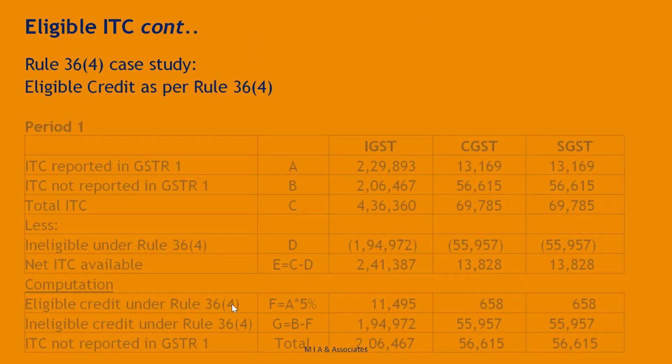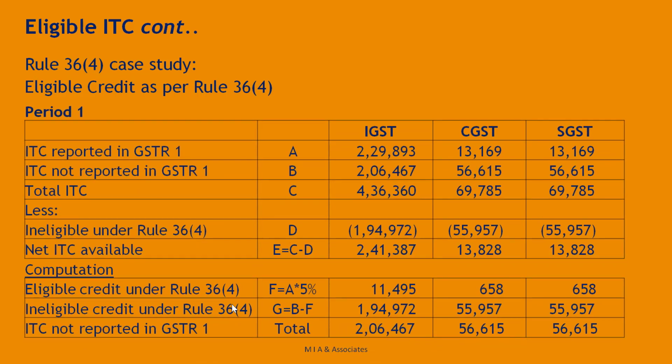The table seen on the screen is a typical example of the impact of Rule 36(4) on availability of ITC in any given month. As you can see, out of the total IGST credit of rupees 4,36,360 as per the books, the eligible credit is only 2,41,387 after availing ITC under Rule 36(4).